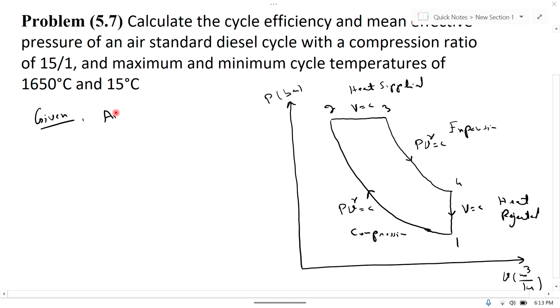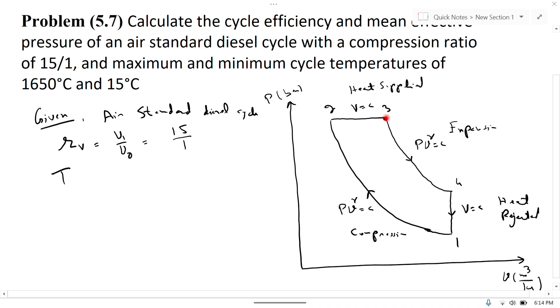This is basically an air standard diesel cycle, with a compression ratio defined as rv, which is basically V1 divided by V2, which is equal to 15 divided by 1, and maximum and minimum cycle temperature. The maximum is basically T3.